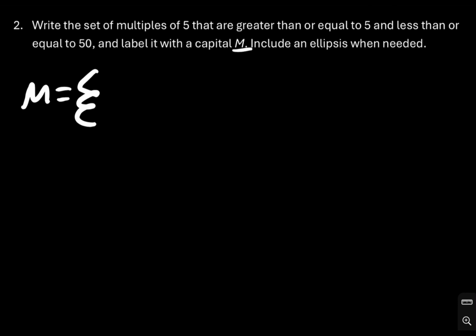So our elements in our set are going to be multiples of 5 that are greater than or equal to 5 and less than or equal to 50. So our range is going to be 5 to 50, because we have an equal to part. So we can equal 5 in our set and we can equal 50. So that means we're going to start at 5. So multiples of 5 are just numbers that are factors of 5. So 5, 10, 15, 20, 25, and so on.